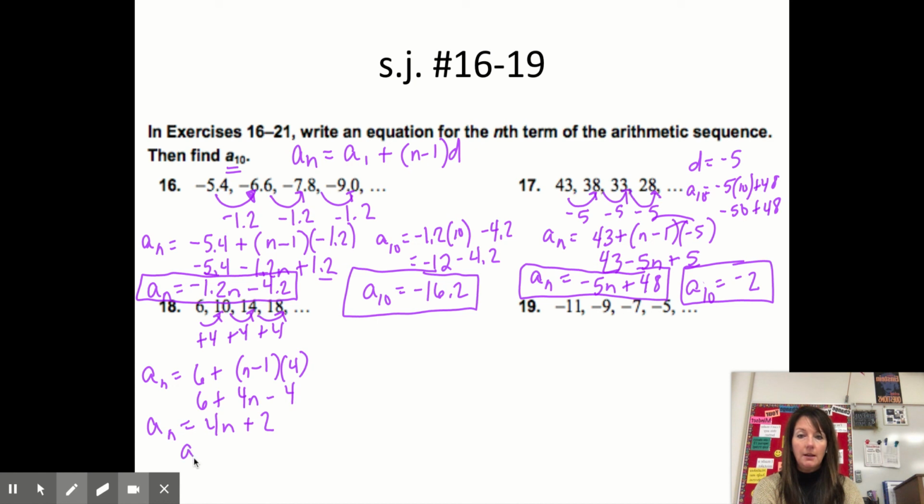Then we can, again, calculate A sub 10. 4 times 10 plus 2, 40 plus 2. So A sub 10 is equal to 42. So that's the 10th term. We could find the 100th term if we wanted to, just substitute in a 100 in place of the n. So that's what's nice about this function.